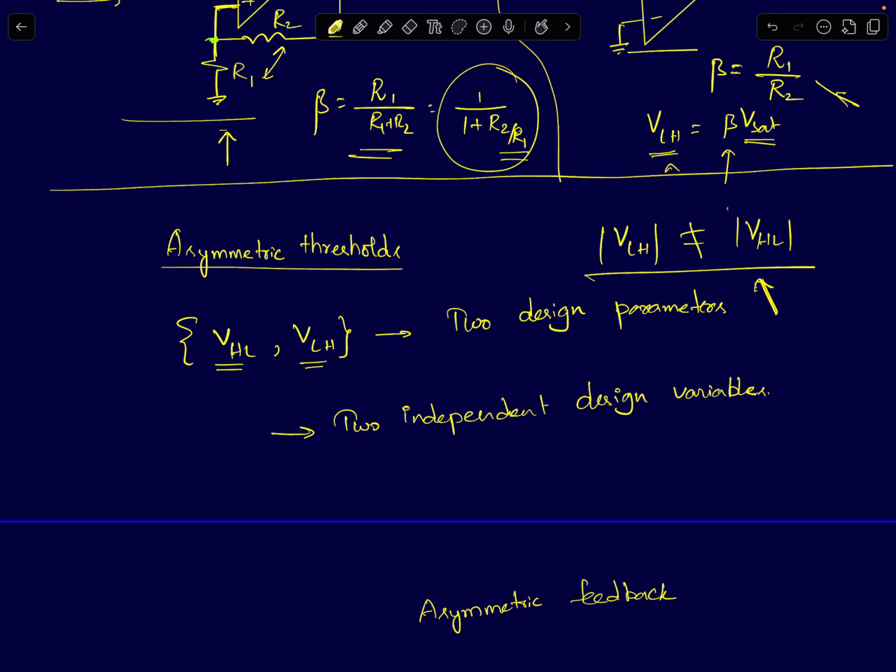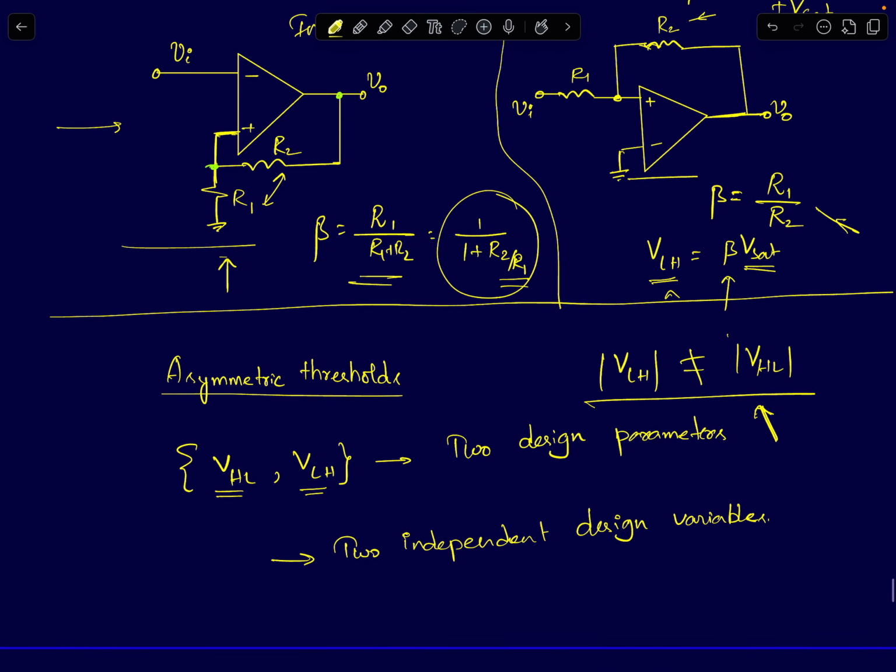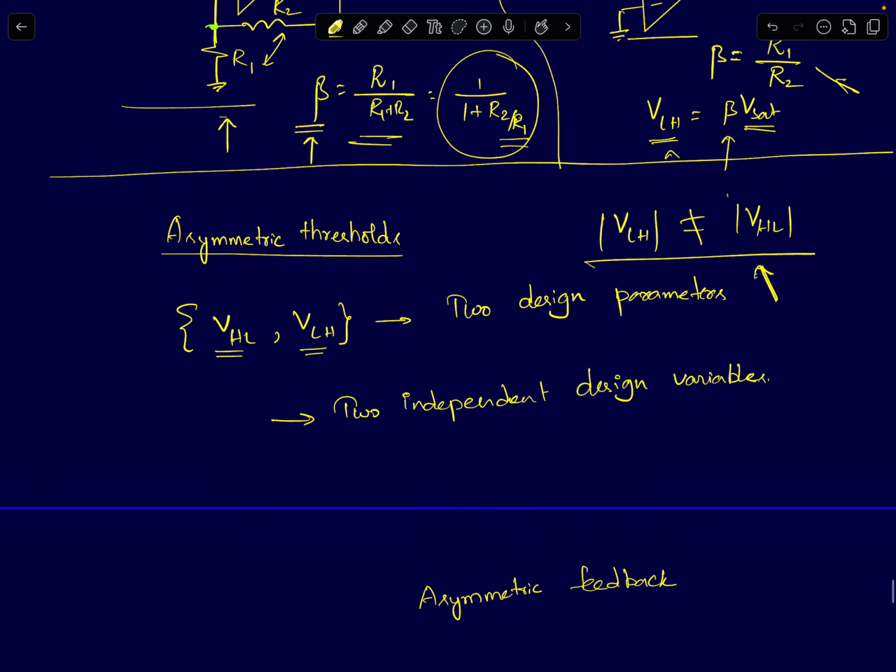Therefore, naturally, you will need two design variables. Previously there was only one design parameter, which is the low to high or high to low threshold voltage. Therefore, you just needed one design variable, beta, and once you set the factor beta, the threshold voltages are automatically set. But in case of asymmetric threshold voltages, there are two independent design parameters that a designer has to take into consideration.